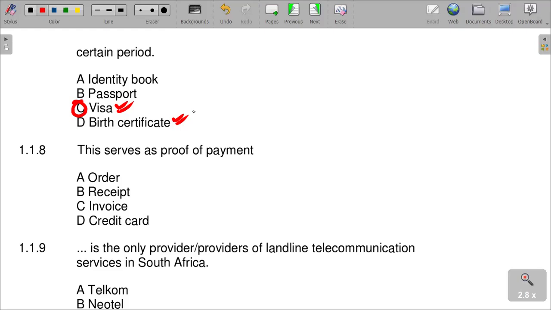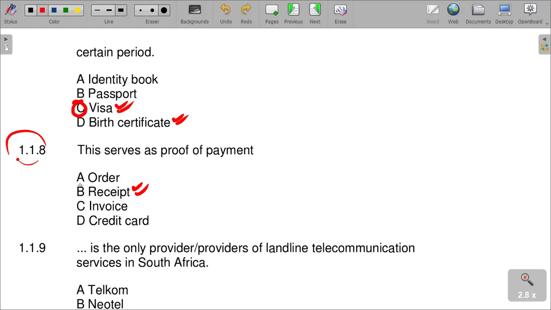This serves as a proof of payment. When payment is made, what is it that serves as a proof of payment? Number 8. What serves as a proof of payment? It is actually a receipt. A receipt is used to serve as a proof of payment. I'm sure this is easy and straightforward.